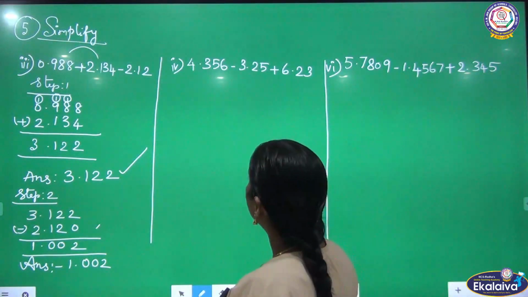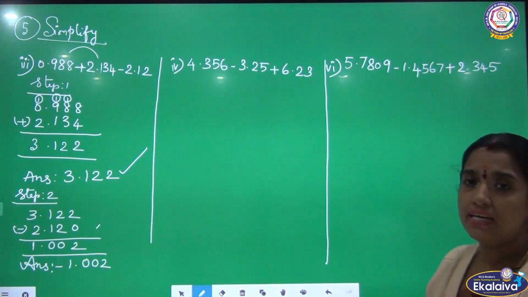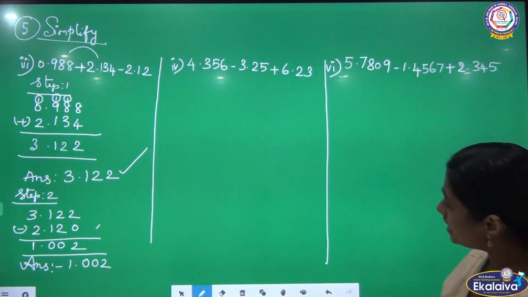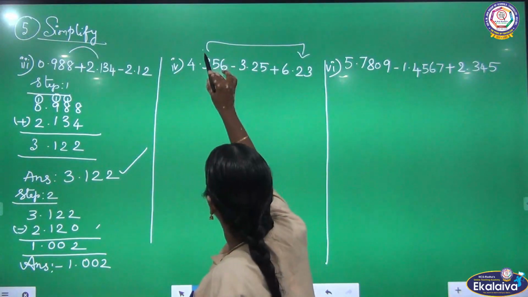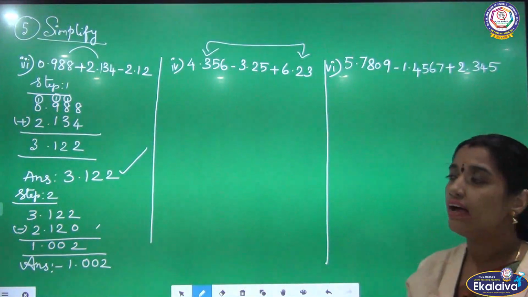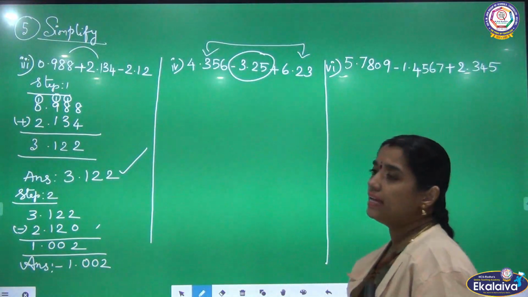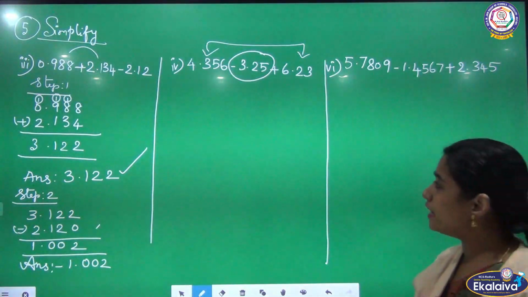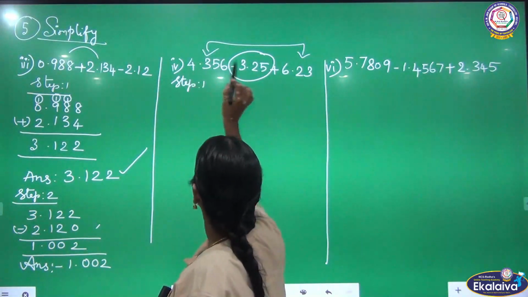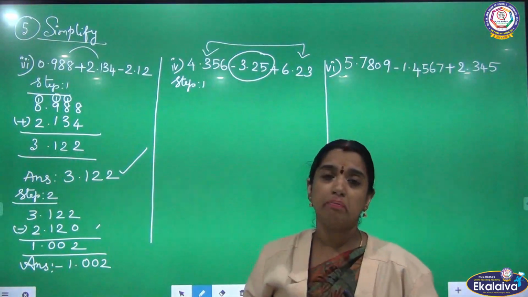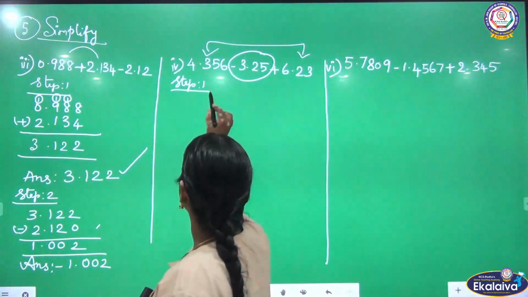Now listen, 4.356 minus 3.25 plus 6.23. See, listen, children, these 2 numbers, the first step I am going to add. Got it? And then I am going to subtract with what? 3.25. Shall I do this in 2 steps? Listen, step 1, what am I going to do? Because 2 are in plus, add the plus first and then you can subtract. Got it?